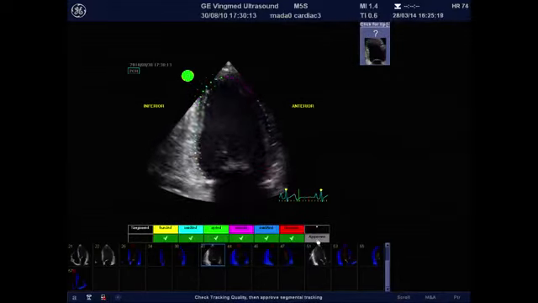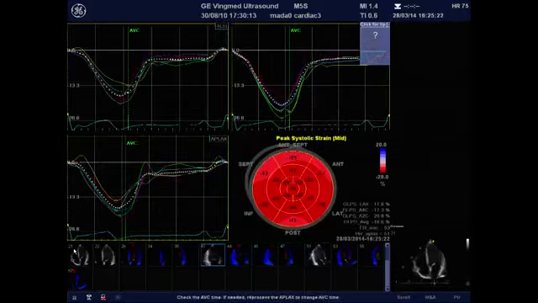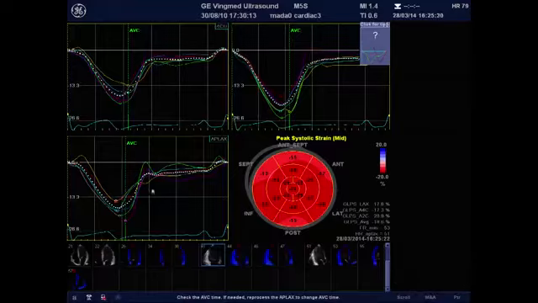Now I'm satisfied with the tracking result and I approve it. And once we've done that, we see all the tracking results together in one view. And the nice thing is that we have something which is called a bullseye view. This bullseye view summarizes the tracking results from all the 3 apical views into one image. And you get a very nice overview of the regional myocardial function.